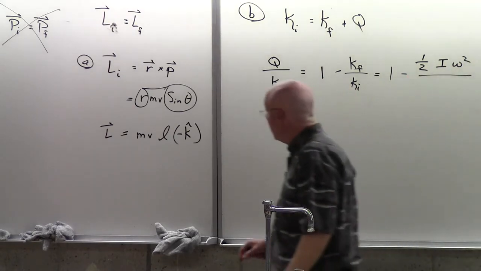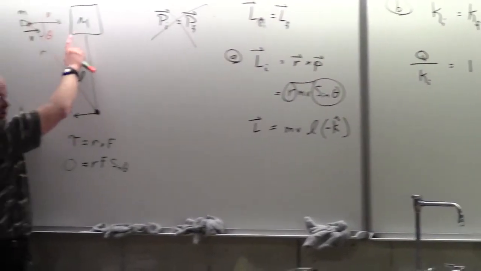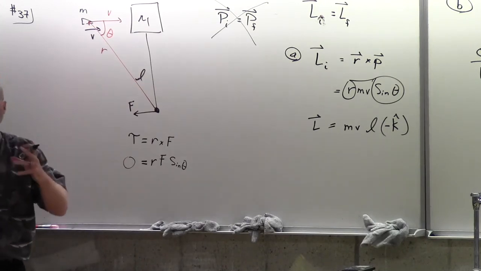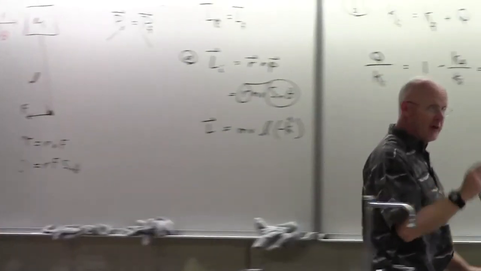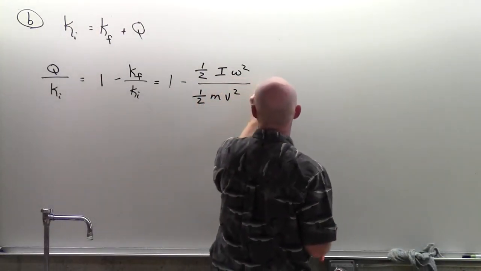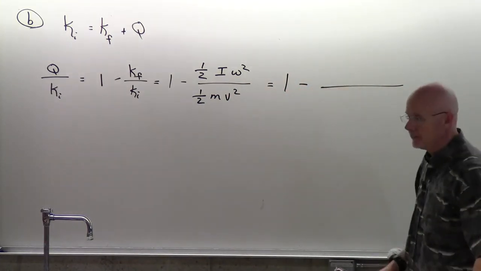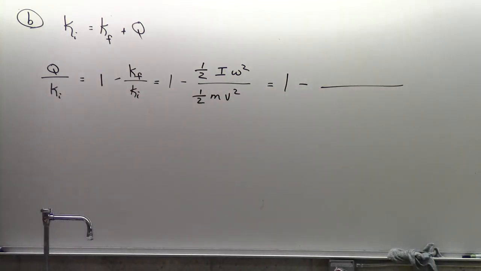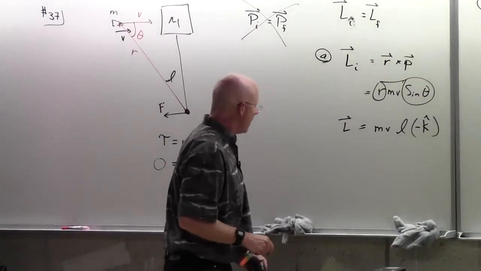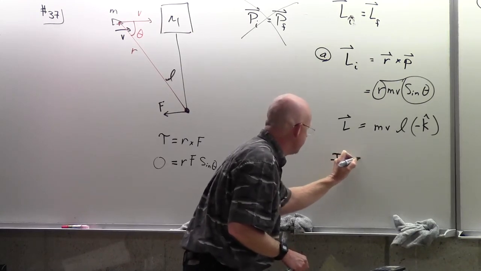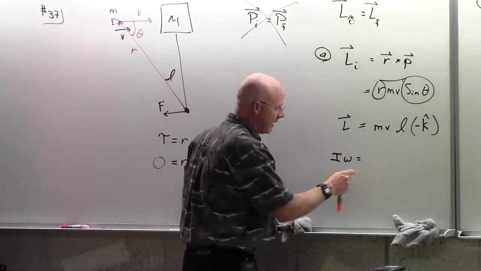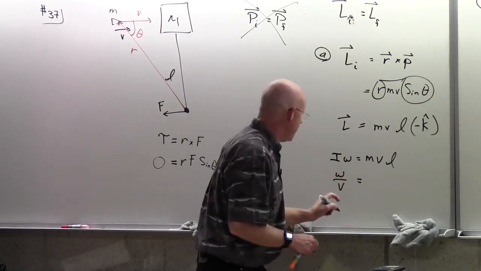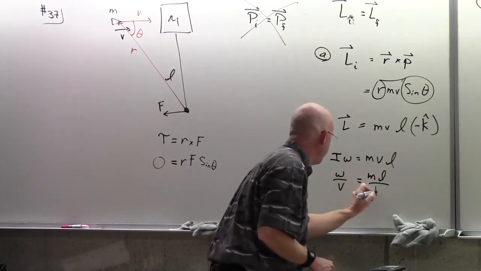Let me pause right there. After the collision, I would have this object going in a circle, so its kinetic energy would be thought of as a rotational kinetic energy. Before the impact, I would have translational. Now, if I look at what I did over here in A, this angular momentum, which would be I omega, would be m v l. So omega over v would be m l over I.